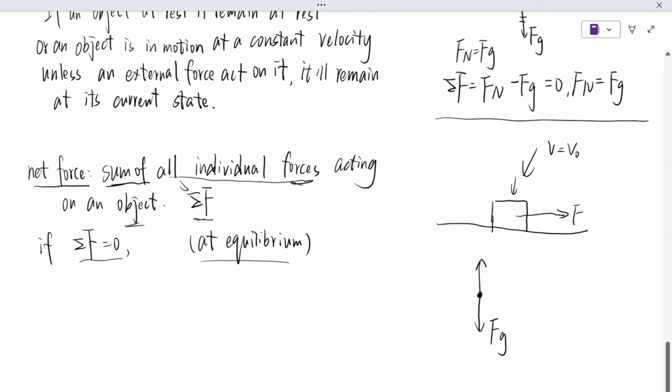No. This object is going horizontally, which means the net force vertically is equal to 0, which means Fn, this is the normal force. The net force vertically, I like to write a y-axis, because the y-axis usually represents vertical. Fy is equal to Fn minus Fg, equal to 0, which means Fn is equal to Fg, right? They are equal.